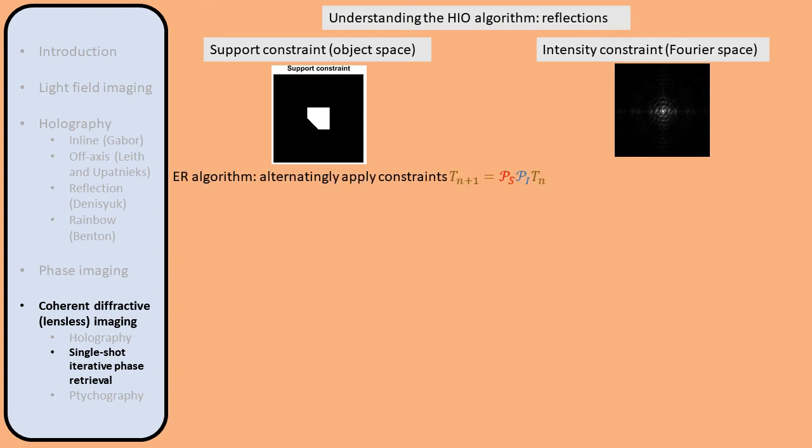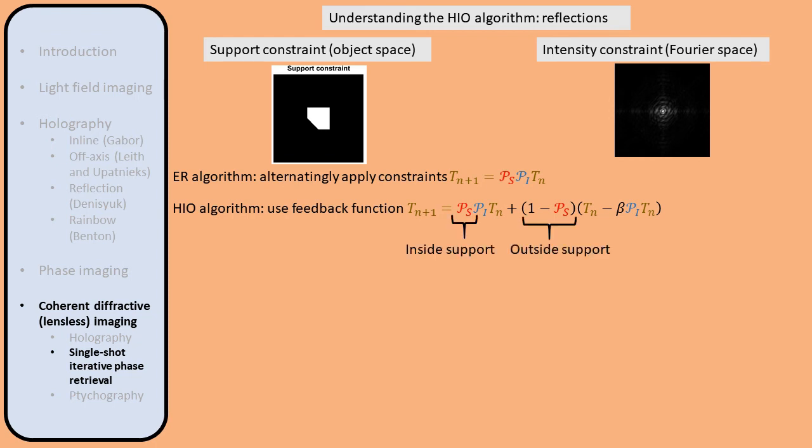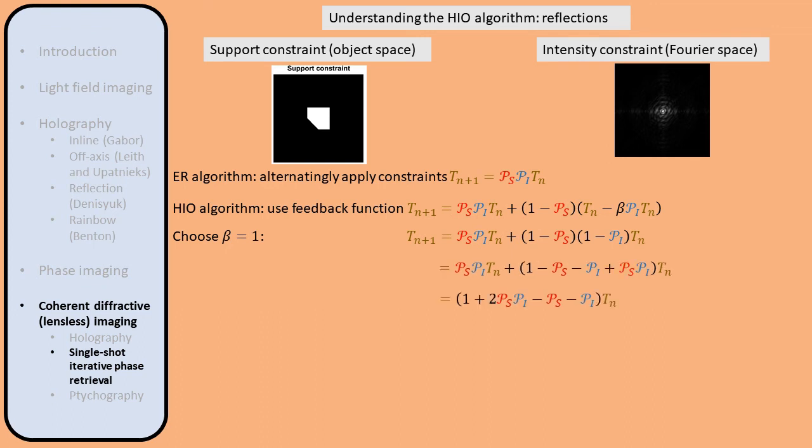Using this framework of constraint sets and projection operators, let's see if we can understand what the more successful HIO algorithm is doing. In the ER algorithm, we updated the object estimate by enforcing the intensity constraint and then enforcing the support constraint. In the HIO algorithm, we do the same thing inside the support constraint, but outside the support constraint, we define a feedback function with some feedback parameter beta. Let's choose beta equals 1 to slightly simplify the expression, and then expand the brackets, and then collect the terms. To see how we can further rewrite this expression, let's consider the reflection operator.